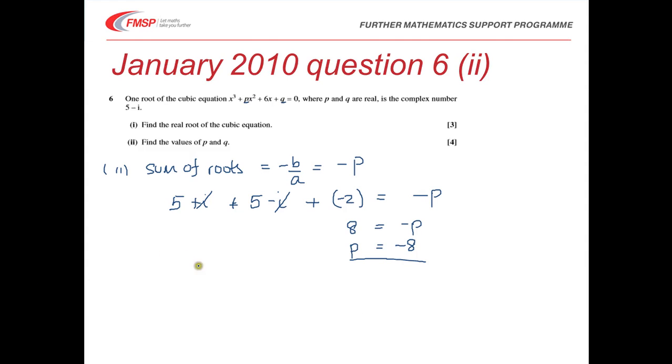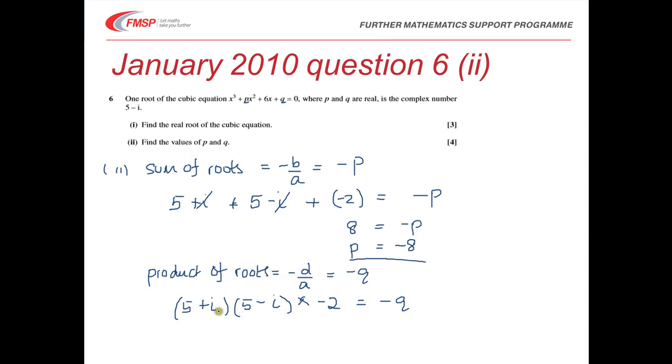And then in the second bit we're going to use the fact that the product of the roots is equal to minus d over a, but of course in our case d is equal to q and a is equal to 1, so that's going to be minus q. The product of the roots, 5 plus i times 5 minus i times minus 2, is equal to minus q. We've already worked out 5 plus i times 5 minus i to be 26, so we have 26 times minus 2 equals minus q, so q is equal to 52. And we have our 2 answers.